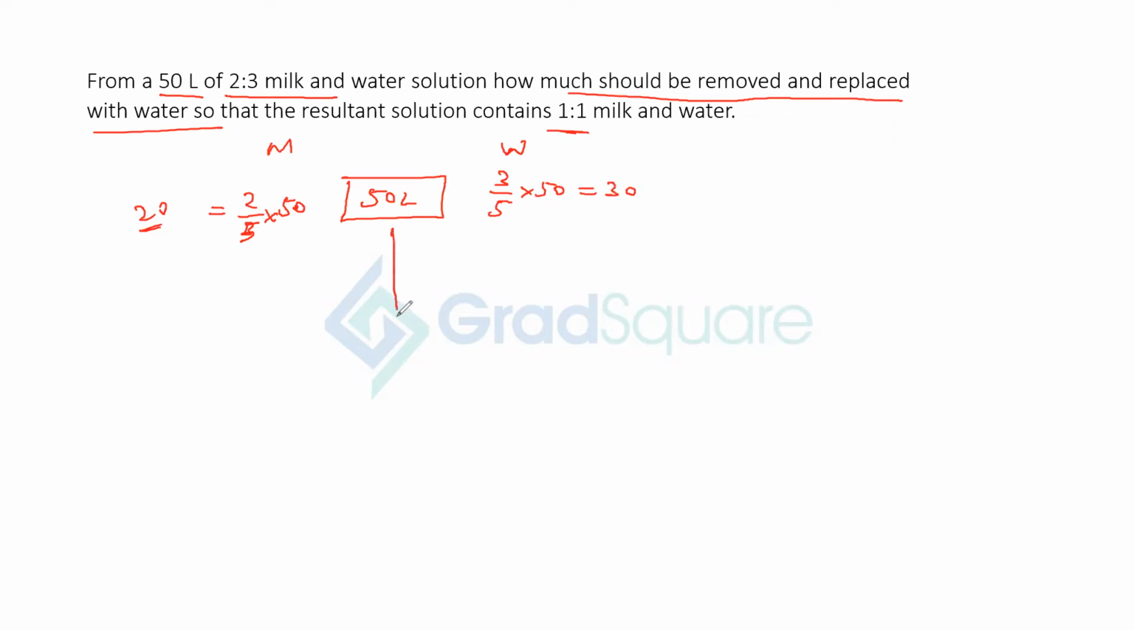From this, you wish to remove some amount, and you need to replace it with water, a certain amount. So suppose I'm removing X and I'm adding X liters of water to this. So finally, what do I want? I want 1:1 milk and water.